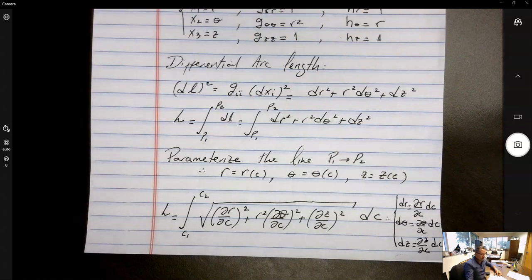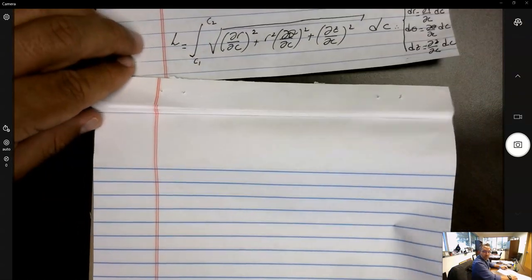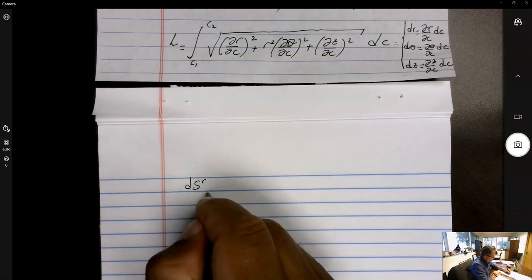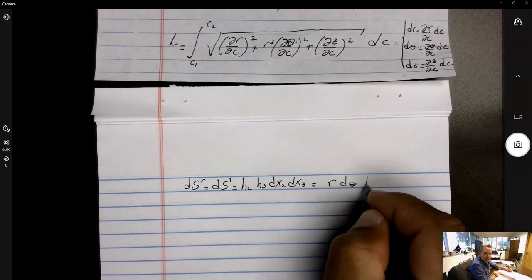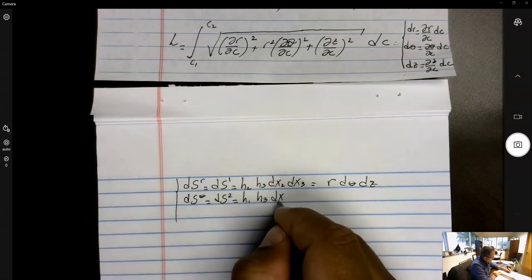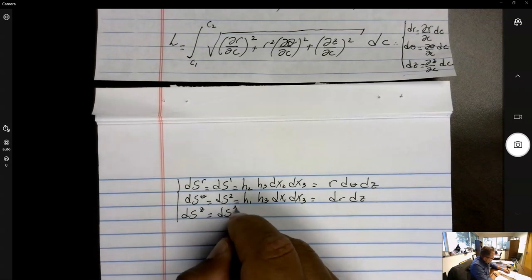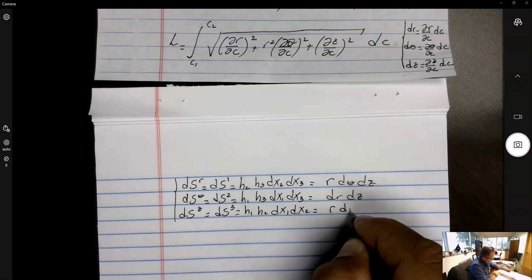Another example would be, well, what if we need to calculate the area, for example? Remember that the surface differentials have to do with a Jacobian of a transformation. So in cylindrical coordinate systems, ds_r, which is ds1, is equal to h2 h3 dx2 dx3, which is r d theta dz. ds_theta is equal to ds2, which is h1 h3 dx1 dx3, that's dr dz. And ds_z is equal to ds3, which is equal to h1 h2 dx1 dx2, which is, well, h2 is equal to r, so r dr d theta.